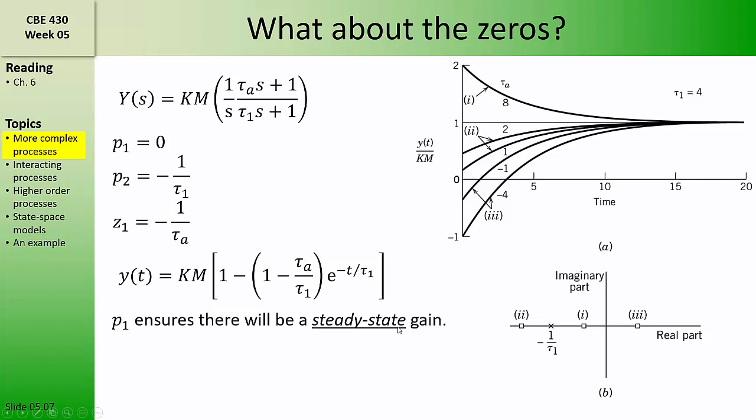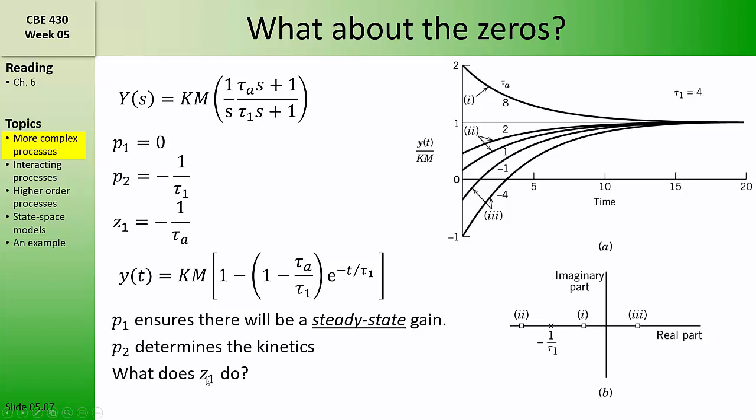That is, in response to the step input, the final value of the output will be different from the initial value of the output. The pole P2 is minus 1 over tau 1. That pole has a negative real part, and its magnitude determines the kinetics of the approach to the steady state. That is, how fast this exponential term decays. The zero is at minus 1 over tau a.